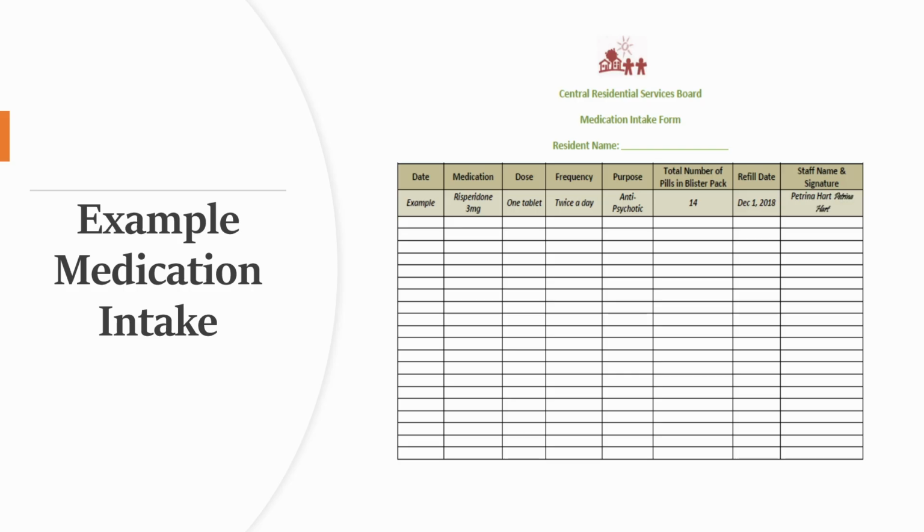Please note on this documentation, the name of the drug is risperidone 3 mg and the dose is 1 tab. Frequency is twice a day. It is also good practice to count the number of pills in each well of the blister pack to ensure there are no extra pills that have been added in error.